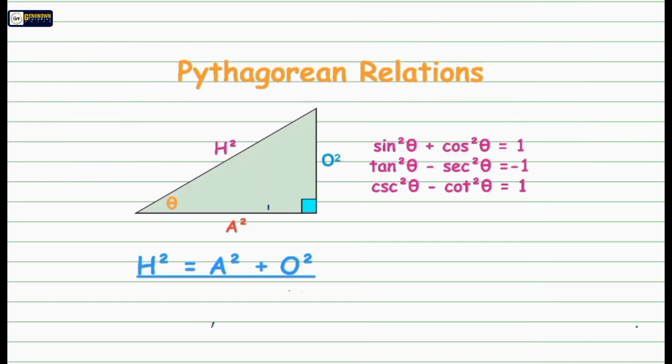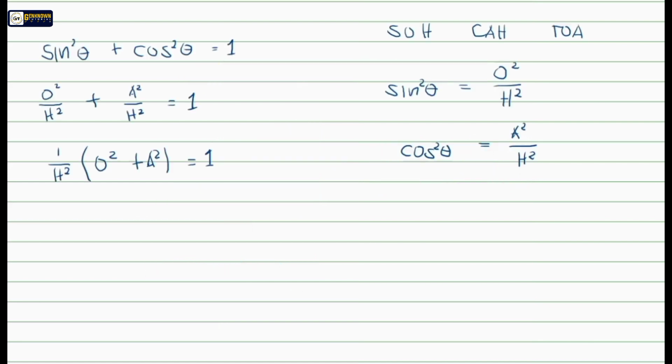Remember the Pythagorean theorem: a squared plus o squared is equal to h squared. So these terms are equal to h squared, meaning we have h squared over h squared, which is equal to 1. That's why we have this whole number 1, or this answer 1.